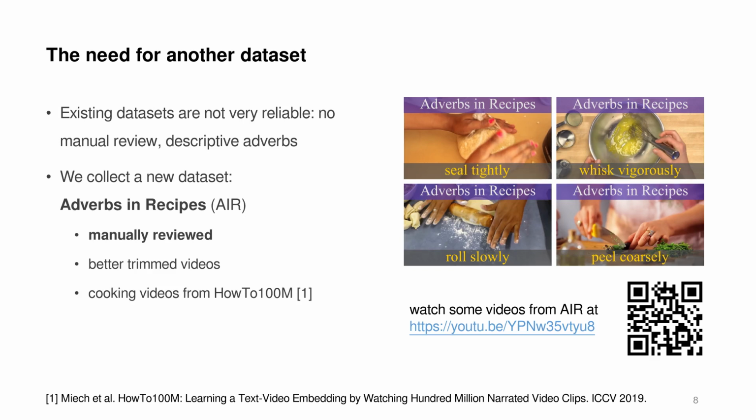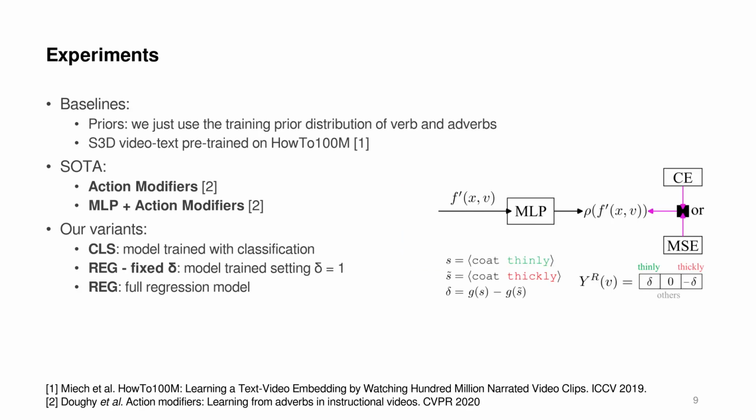We compare our model to two baselines. With the priors baseline, we just use the prior distribution of verbs and adverbs in the training set to make a prediction. With the S3D baseline, we test the same model we used to extract video and text features. We also compare against the previous state-of-the-art for adverb recognition, action modifiers.